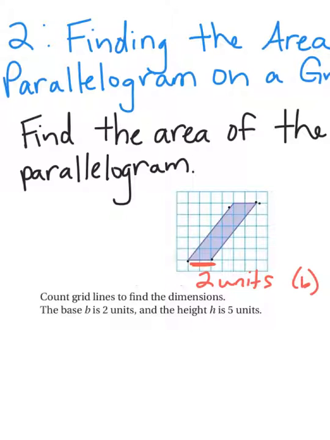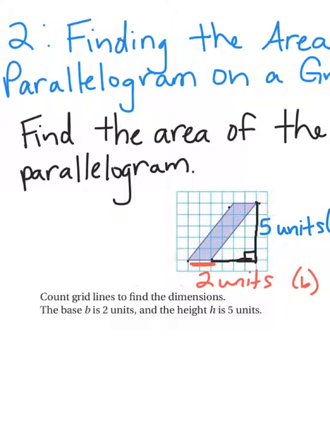So if I just start up at this top corner right up here and kind of follow that grid line all the way down until it's even with this one right here, then it still makes a right angle, so we can still use that as our height, and then we would just count how many squares that was. So it's 1, 2, 3, 4, 5. So that gives us a height of 5 units.